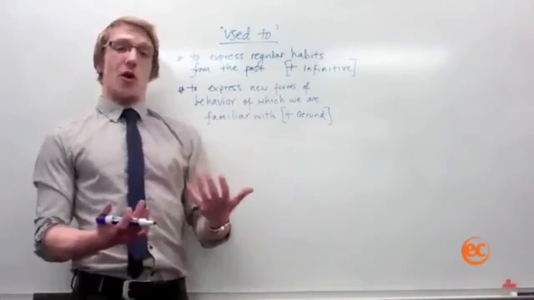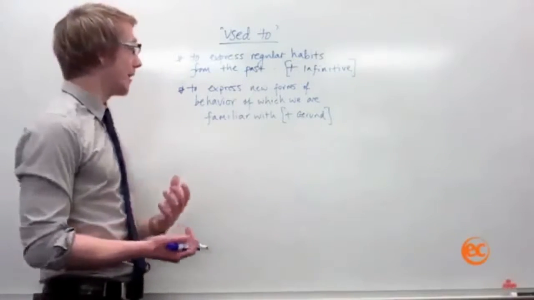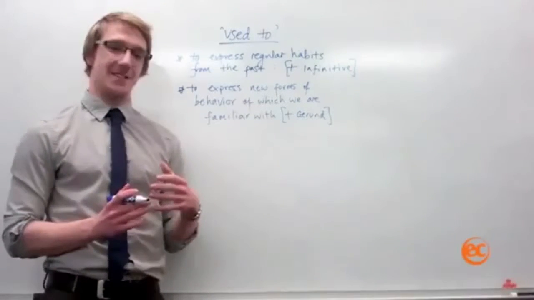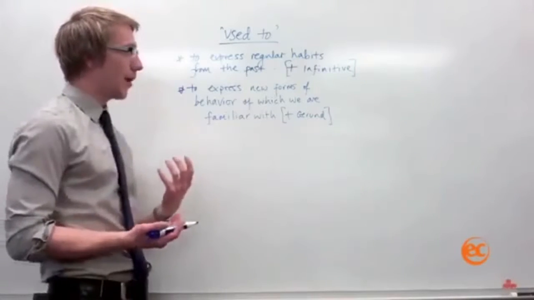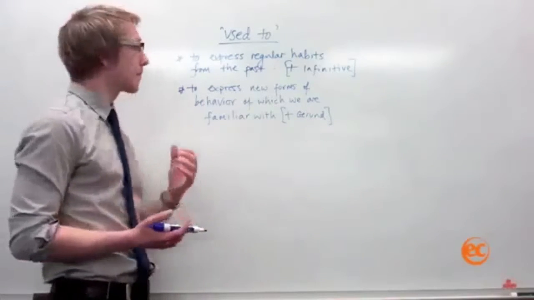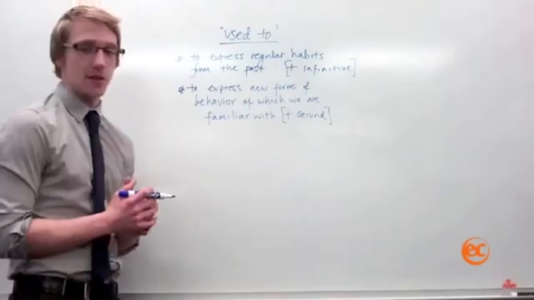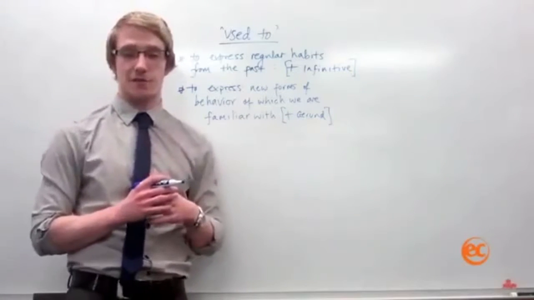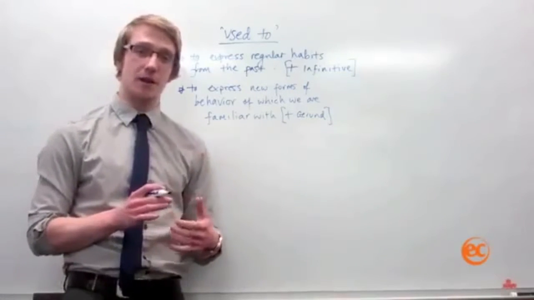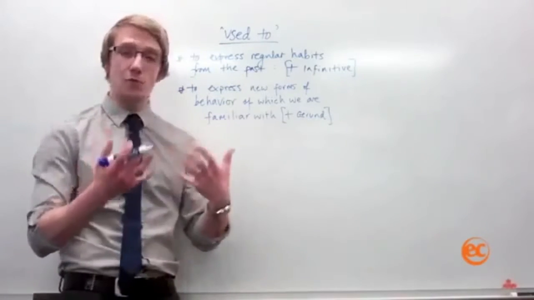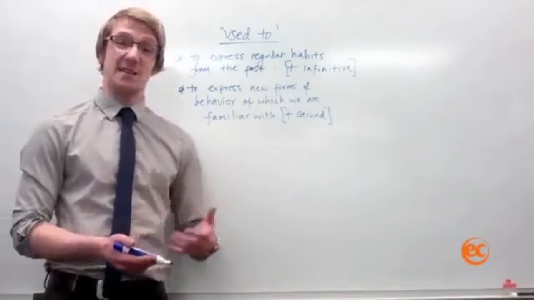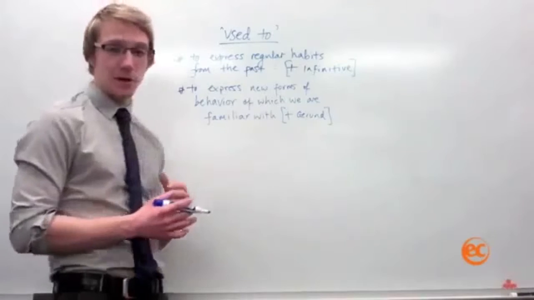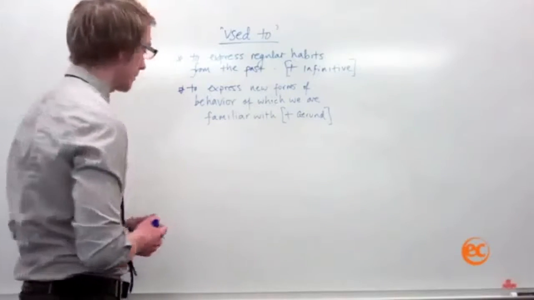The first and most common context, I suppose, would be this right here: to express regular habits from the past. And to do this, we usually apply an infinitive form of a verb after this expression. So, an example might be thinking about my childhood when I was maybe 8 years old, and I might want to tell somebody about a particular activity that I used to enjoy. So let's go to the whiteboard and we can look at a formula to help us.